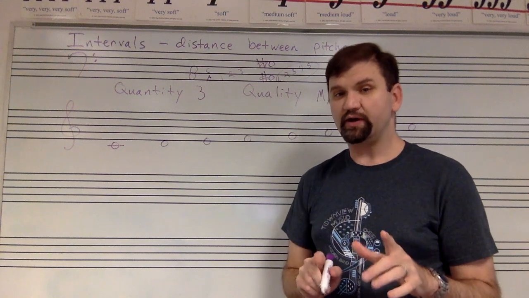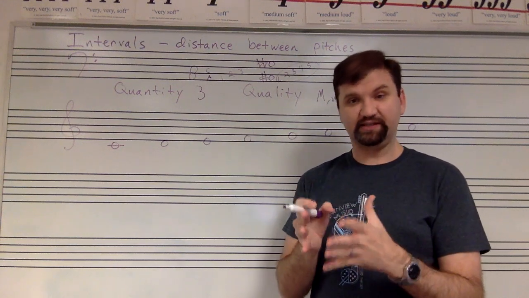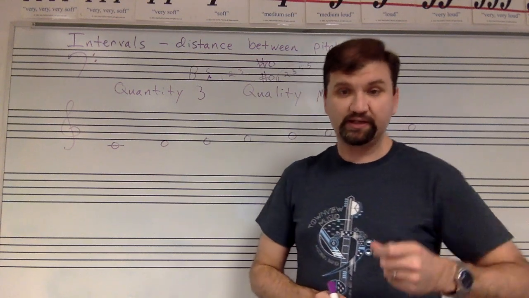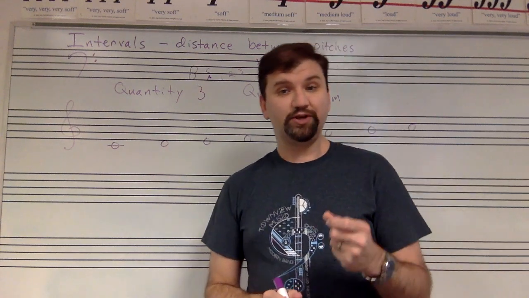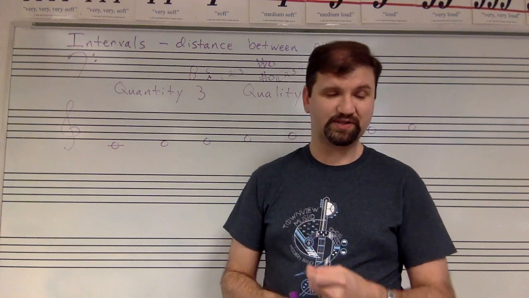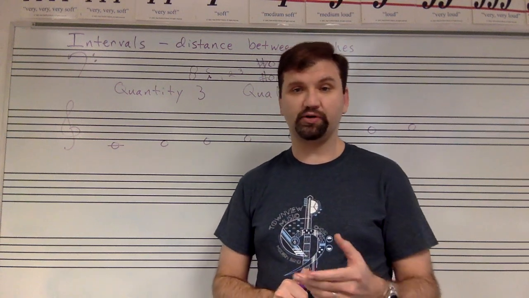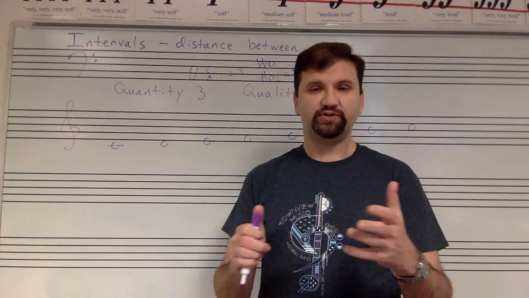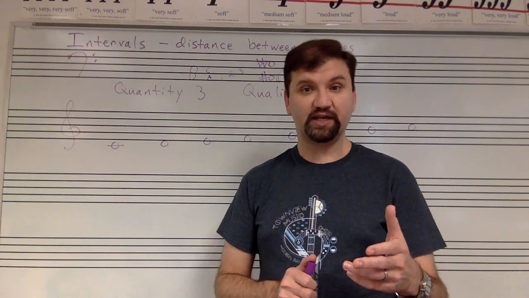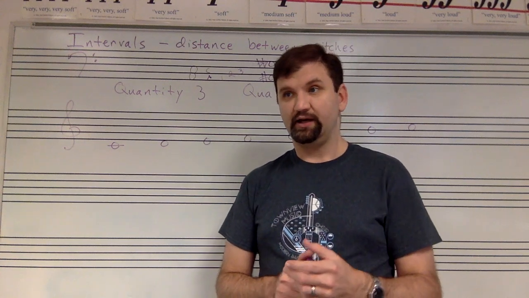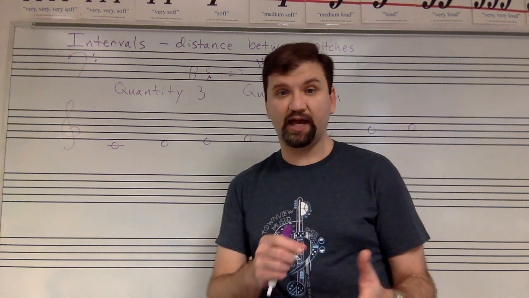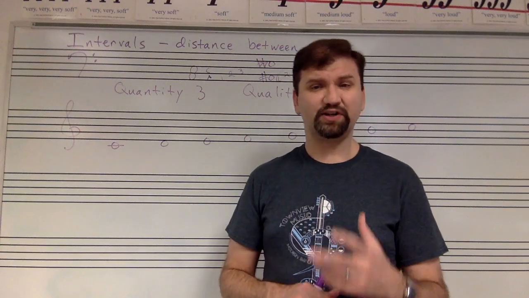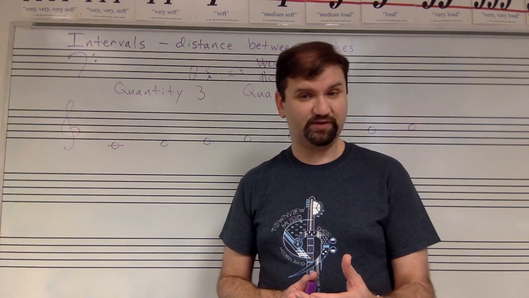To figure out the quality, though, you have to know the specific distance between those notes with whole steps and half steps. A lot of theory textbooks and websites will tell you to count whole steps and half steps. They'll say a major third is 2 whole steps, a major second is 2 half steps, and a minor third is a step and a half, and you have all of these numbers and you're memorizing all of them, and it gets very laborious and very slow and very inefficient.